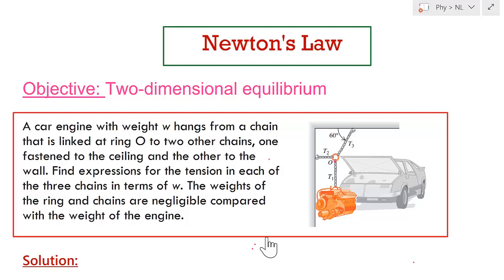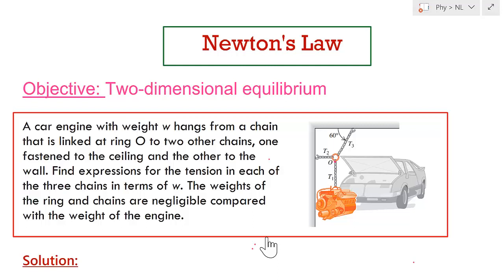Hello friends, in the last video we learned how to apply Newton's first law in the case of one-dimensional equilibrium. In that case, you basically write the equation of equilibrium either along the x-axis or along the y-axis. Now in this session we will see how to apply Newton's first law when you have a two-dimensional equilibrium. We will illustrate this using an example.